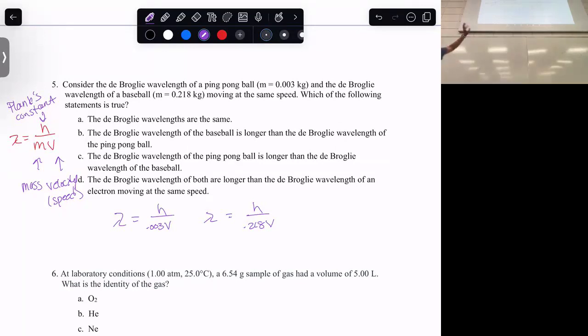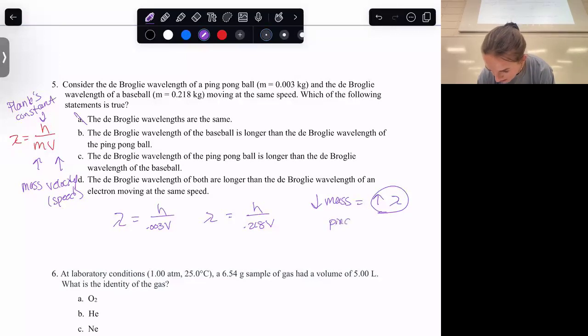Okay, so those are the same otherwise. So if we have a smaller denominator, what happens to our wavelength? We get a longer wavelength, right? It gets bigger. So smaller mass is equal to a bigger wavelength. So will the de Broglie wavelengths be the same? Nope. Which one should have the bigger wavelength, the ping pong ball or the baseball? The ping pong ball should have the larger wavelength, right? The smaller mass is the ping pong ball. So this equals the larger wavelength.